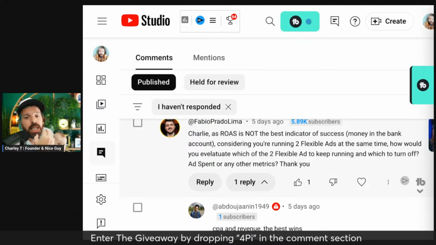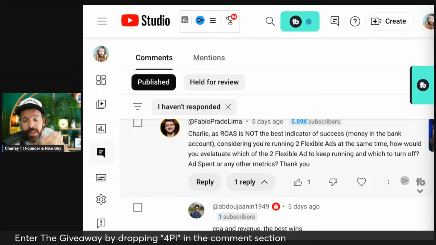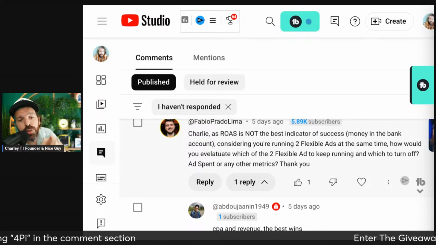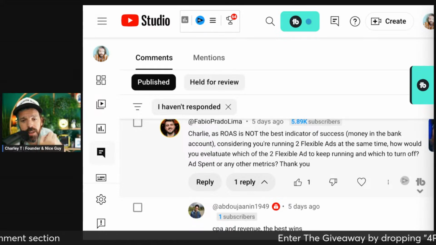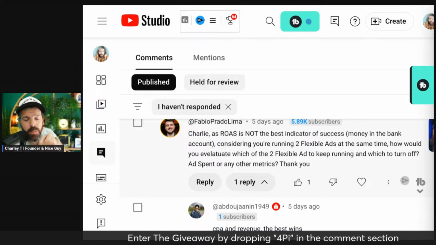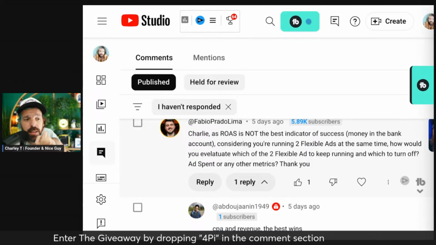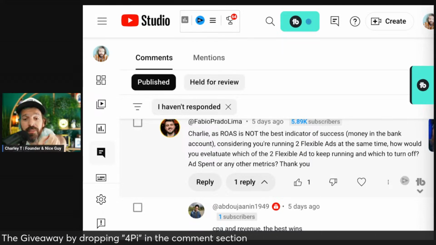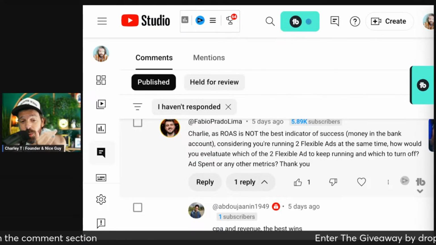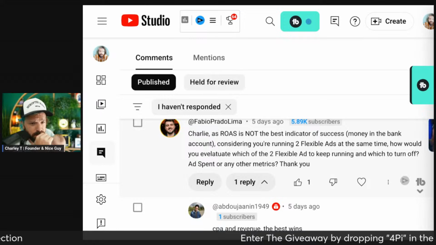But the point is, your best cannot compete with a team of good enoughs. All you're trying to do is find good enough. If you have good enough to spend more, you've already solved the problem. Now, when it says, how can we evaluate these flexible ads to keep them running, which one to turn off? Well, that's 4PI analysis. And we're about to dive into that here in just a minute.